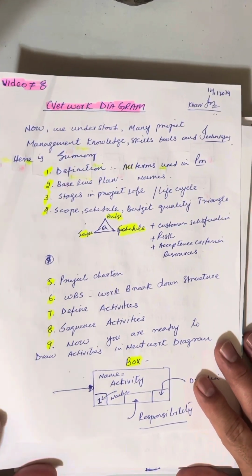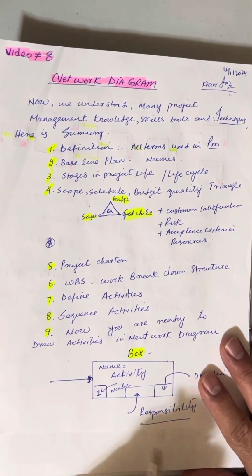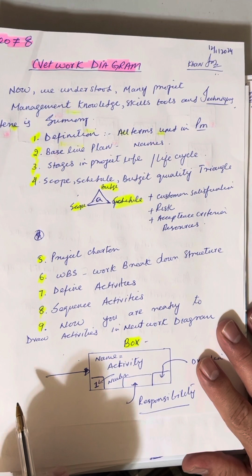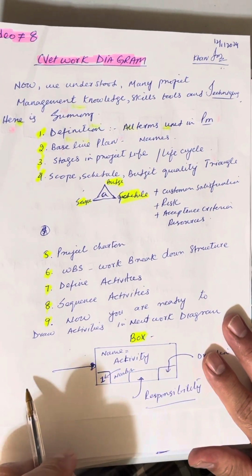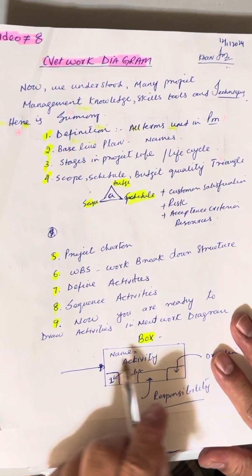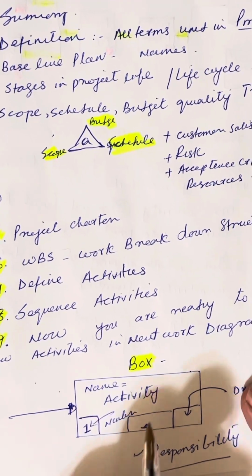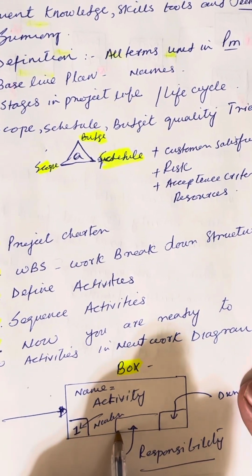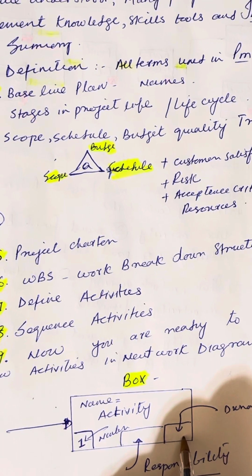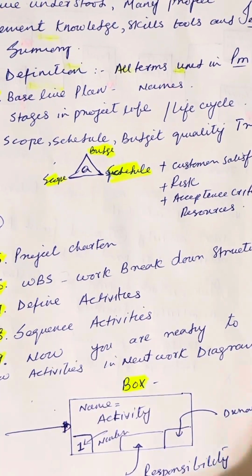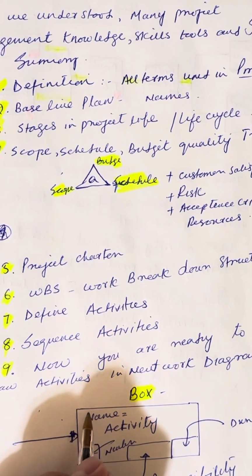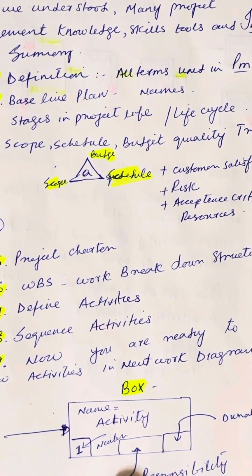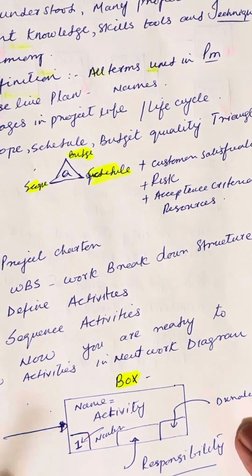The diagram actually uses boxes and arrows. The arrows show the dependence of one activity on another activity. We use a box, and in the box we put the name of the activity, on this side we put the number, in the middle we put the responsible person, and in this corner we put the duration. And when we are doing the schedule, we put earliest start and earliest finish, latest start and latest finish of the project. This is the diagram of the box here.